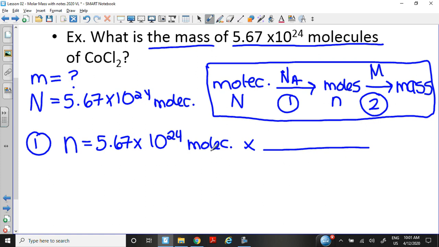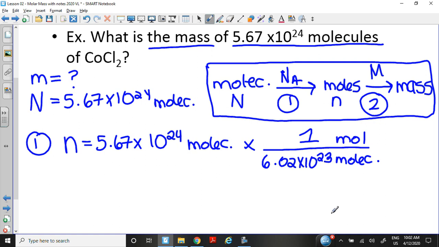I want to get rid of molecules. Molecules in the numerator, so molecules have to go in the denominator. I want to end up with moles, so moles should go on the top. Now we can put in our numbers from Avogadro's value. So it's always per 1 mole. And how many molecules? 6.02 times 10 to the 23.